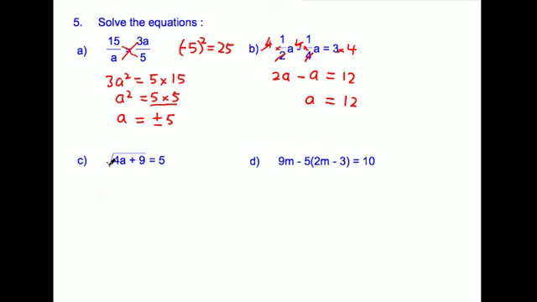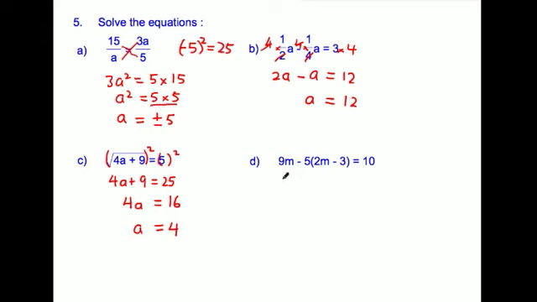In part C, we have a root. To remove the root, we square the expression. That will remove the root. To get rid of 9, subtract 9 to give 4a. Subtract 9 to give 16. Divide by 4. Divide by 4. 16 divided by 4 is 4.